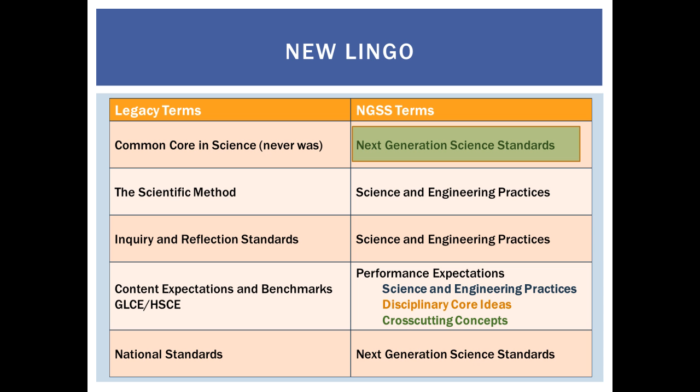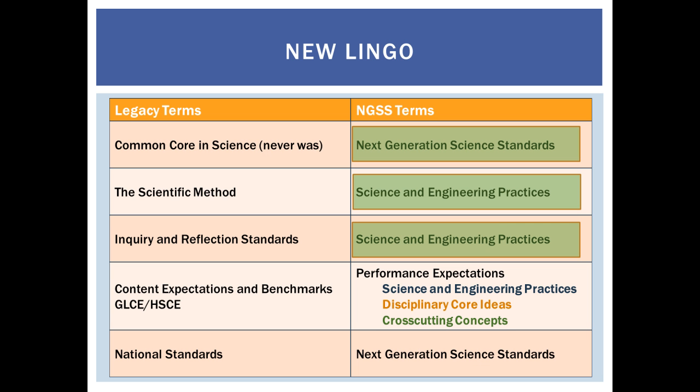When students learn the scientific method in school, they come away with the idea that science is linear and that you have to follow a rigid set of steps every time you set out to investigate the world. In reality, science doesn't work that way. One method does not apply to every situation. Instead, we use the science and engineering practices appropriately for each instance. The inquiry and reflection standards that were included at the beginning of the Michigan content expectations are now reflected in the science and engineering practices.